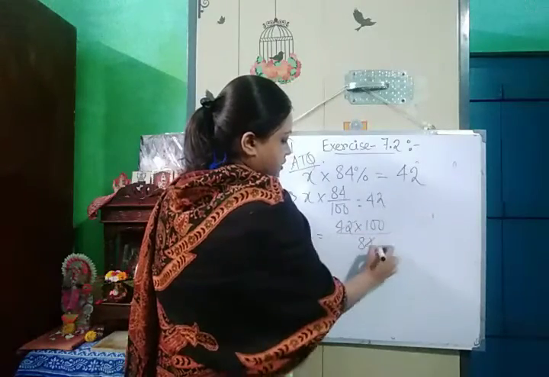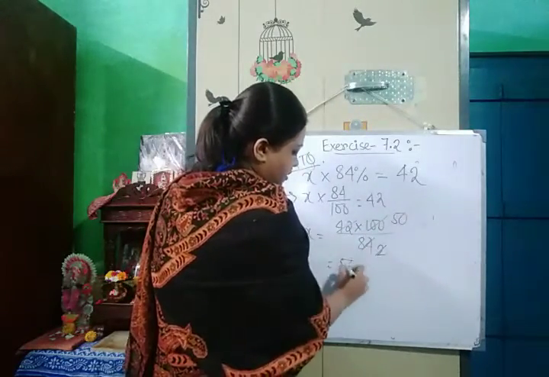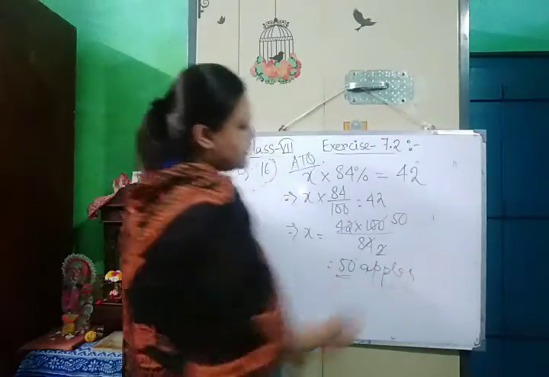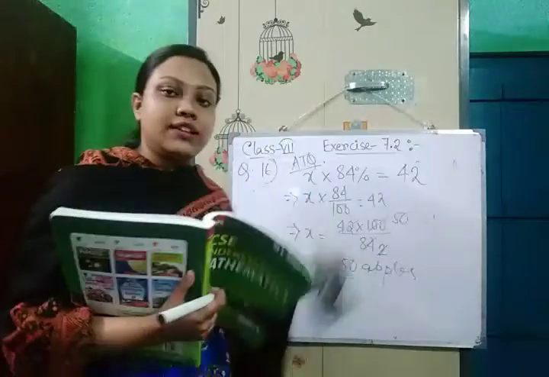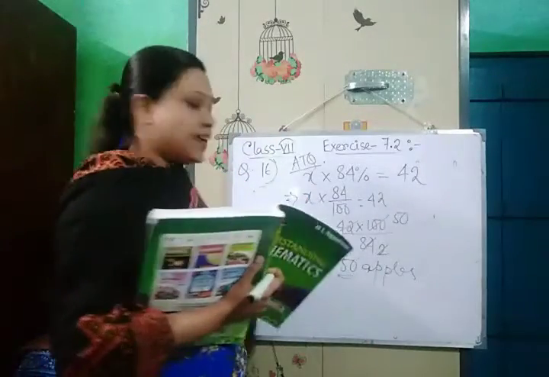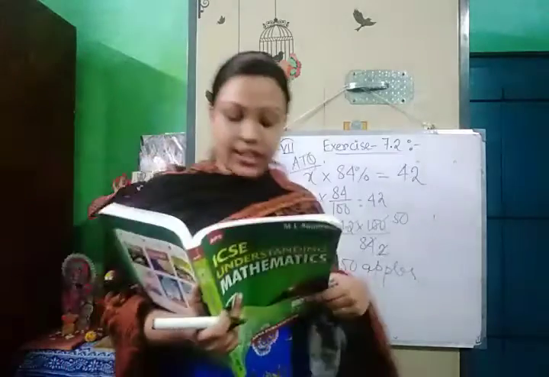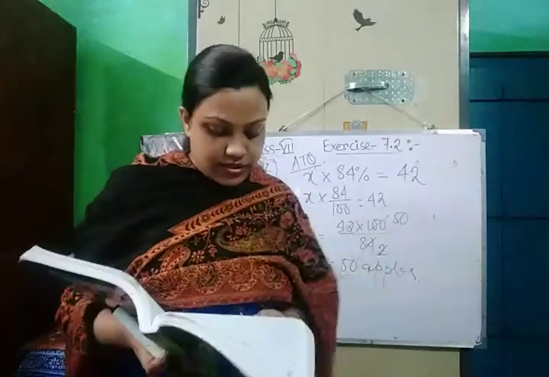So 42 2s are 84, 2 50s are 100. So how many total apples are there? Total 50 apples are there in the basket. Because we have assumed that the total number of apples is x. So the value of x is 50. So there are total 50 apples in the basket. Okay.